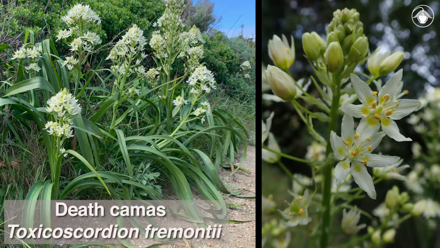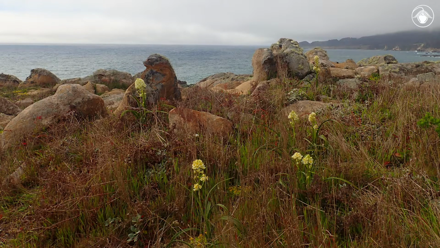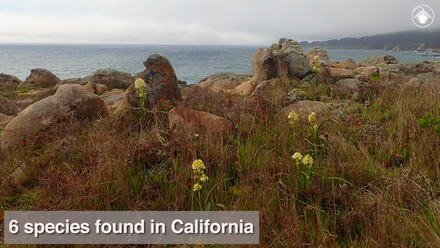Toxicoscordion is distinguished from other genera of the family by its linear leaves, few of which are cauline, and white to yellow perianth parts. In California, Toxicoscordion fremontii occurs predominantly along the California coast and in western mountain ranges from San Diego to the Oregon border. It is one of 6 California species, which are distributed throughout the entire state.